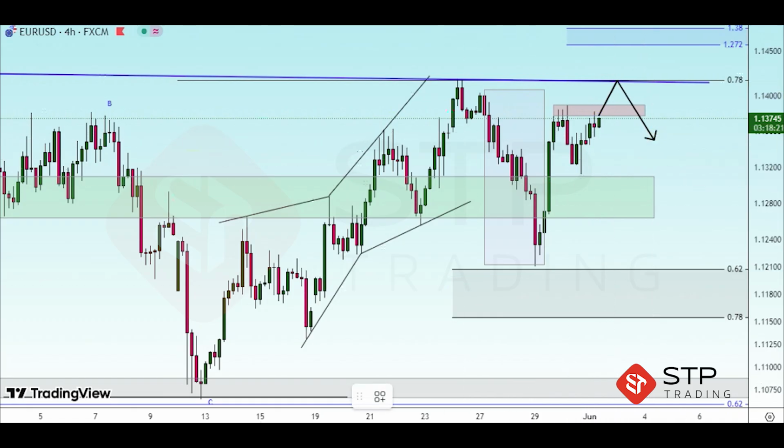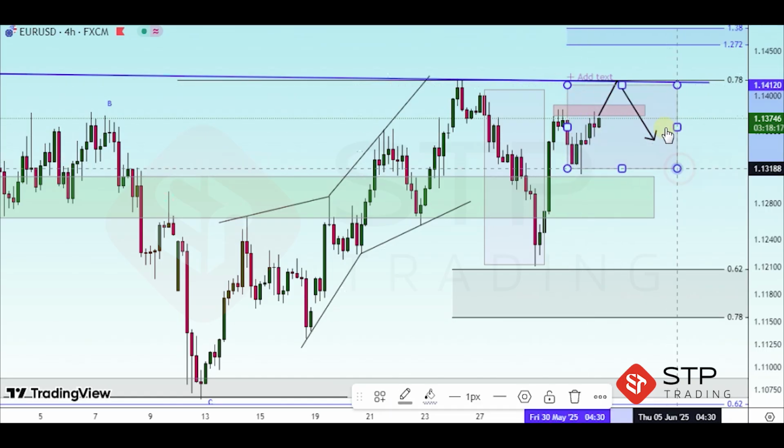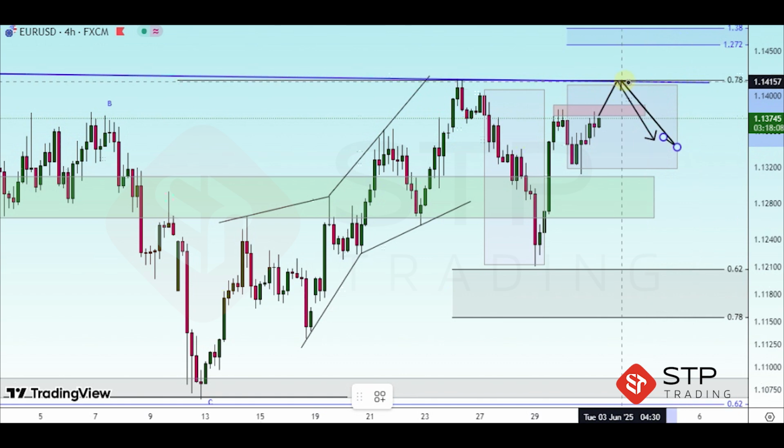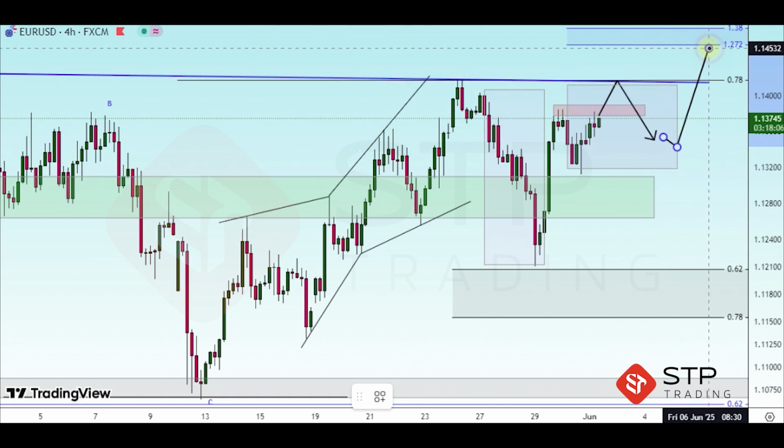There is also the potential for a corrective pattern to form like this. And after this correction is over, we could see the continuation of the bullish trend with a stabilization above the resistance trend line, reaching the chart's target zones.